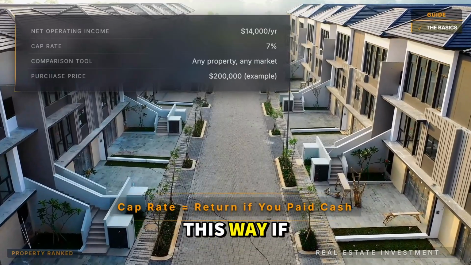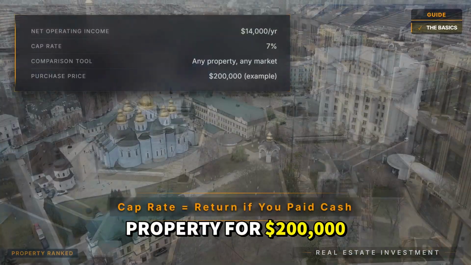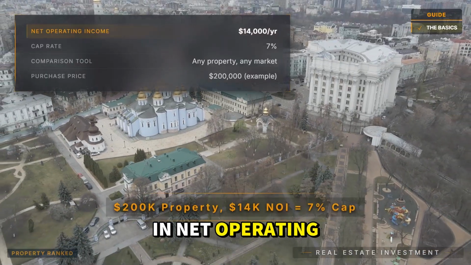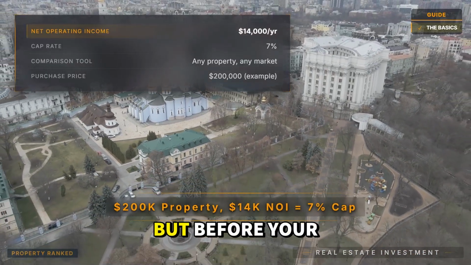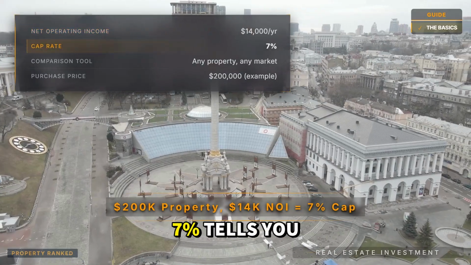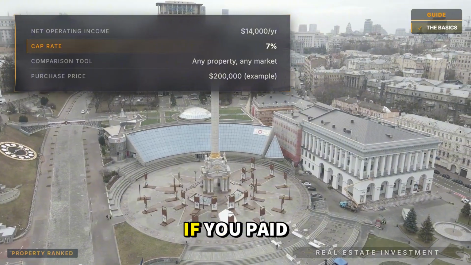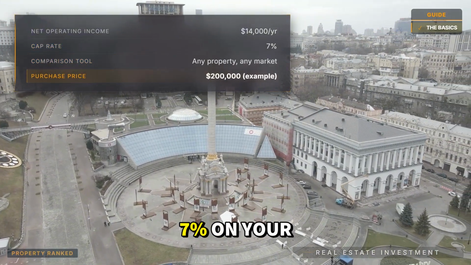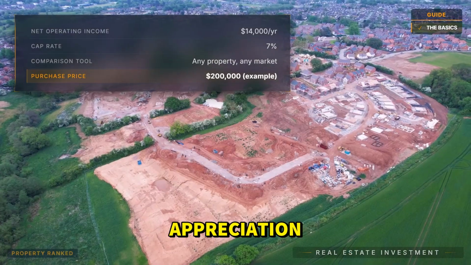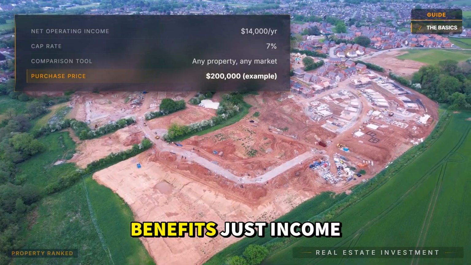Think of it this way. If you buy a property for $200,000 and it generates $14,000 per year in net operating income, after expenses, but before your mortgage payment, your cap rate is 7%. That 7% tells you one thing. If you paid cash, you'd earn 7% on your money every year from rental income alone. Not from appreciation, not from tax benefits, just income.